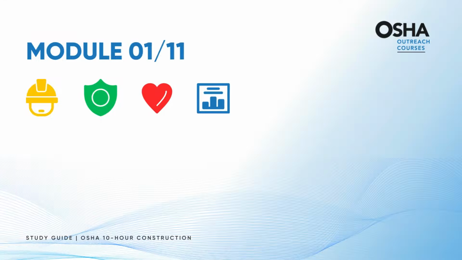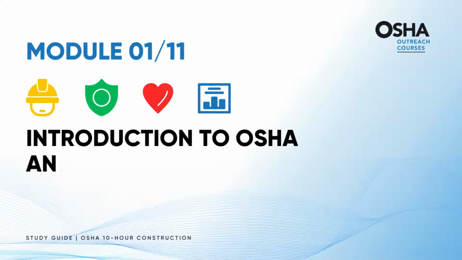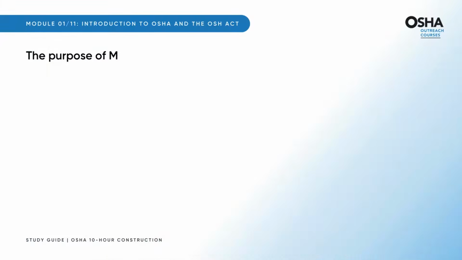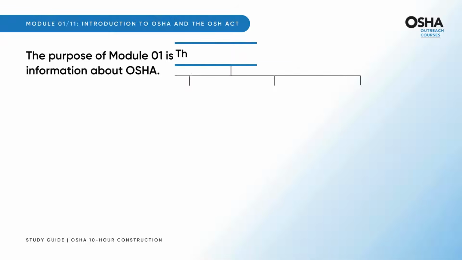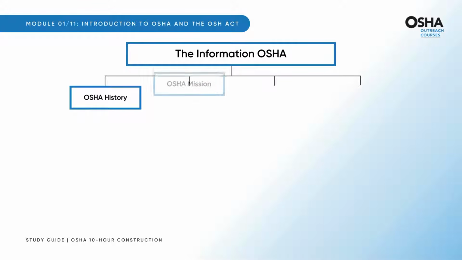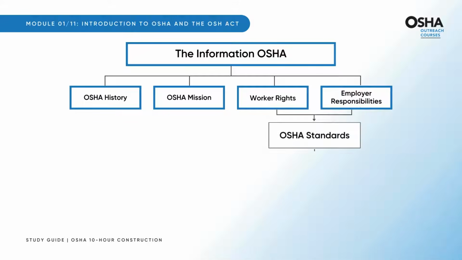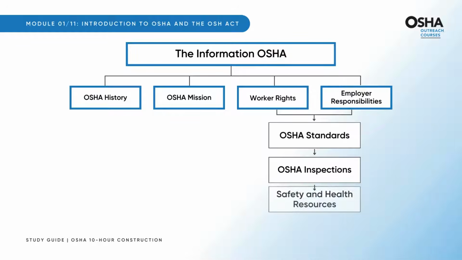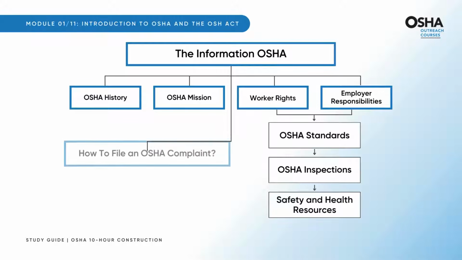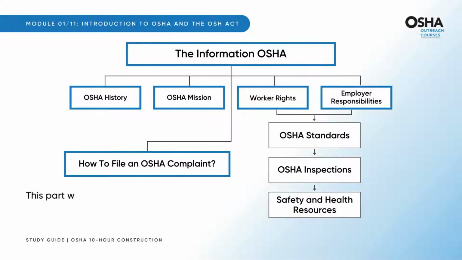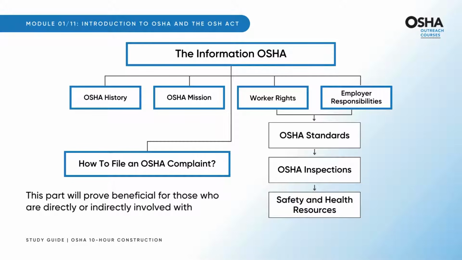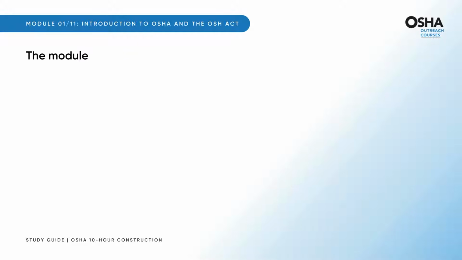Let's move to Module 1, Introduction to OSHA and the Occupational Safety and Health Act. The purpose of Module 1 is to provide workers with introductory information about OSHA. The information covers OSHA's history, mission, worker rights, and employer responsibilities under OSHA standards, OSHA inspections, and safety and health resources, including how to file an OSHA complaint. This part will prove beneficial for those who are directly or indirectly involved with OSHA and the Occupational Safety and Health Act. The module is comprised of the following 6 lessons.